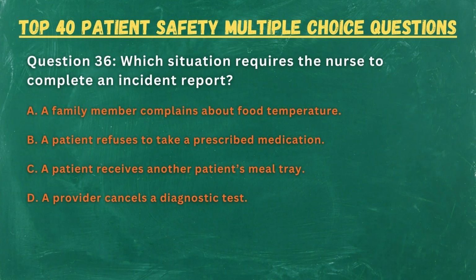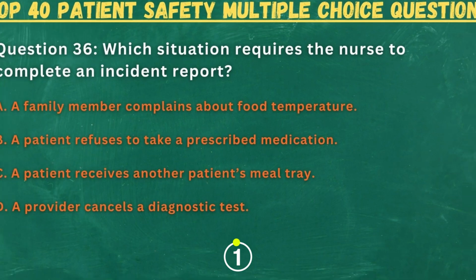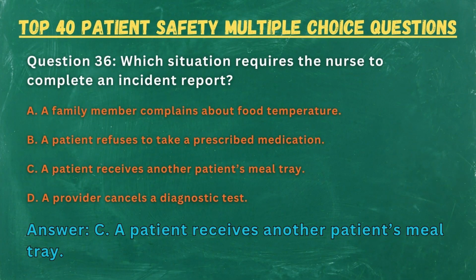Question 36. Which situation requires the nurse to complete an incident report? A. A family member complains about food temperature. B. A patient refuses to take a prescribed medication. C. A patient receives another patient's meal tray. D. A provider cancels a diagnostic test. Answer. C. A patient receives another patient's meal tray.